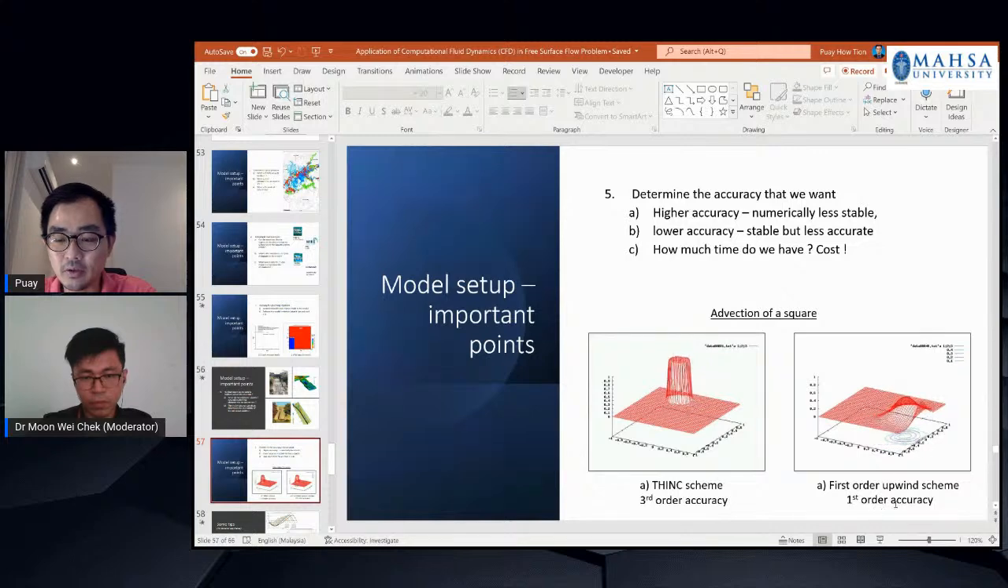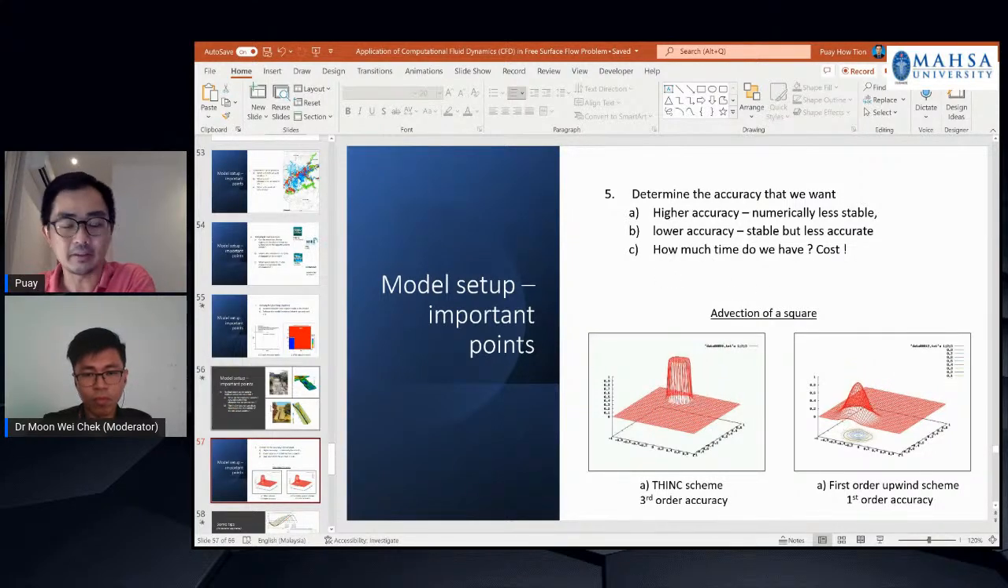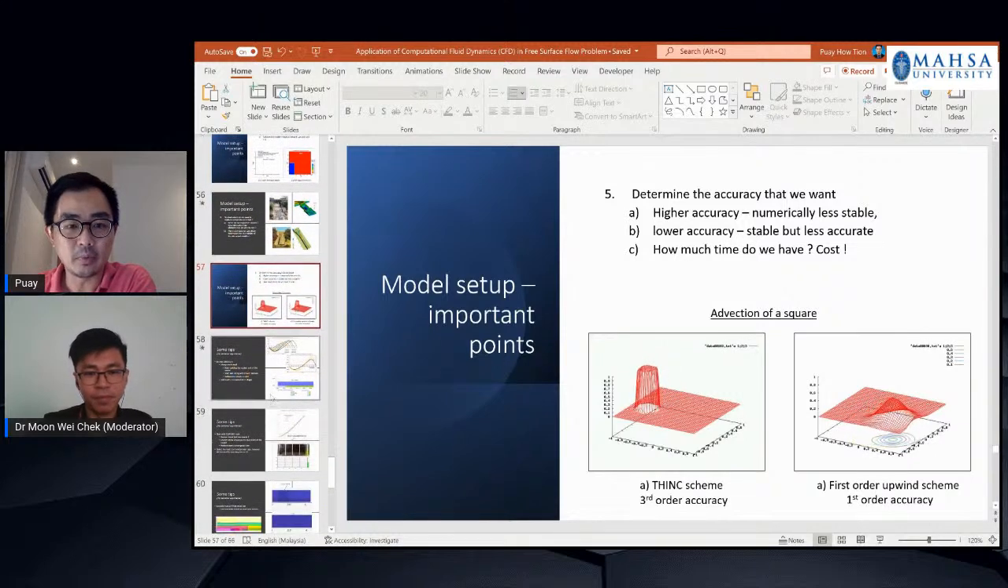Whereas in the first order, you can see that this is a lower order scheme. The height of the scalar property is being diffused, as you can see here. So lower accuracy means less accurate, but the advantage of a lower accuracy model is that it is very stable. And finally, how much time do we have? Do we have time to wait for a long simulation? And also the cost. Of course, time is money. So we need to judge all these before we choose the suitable model.